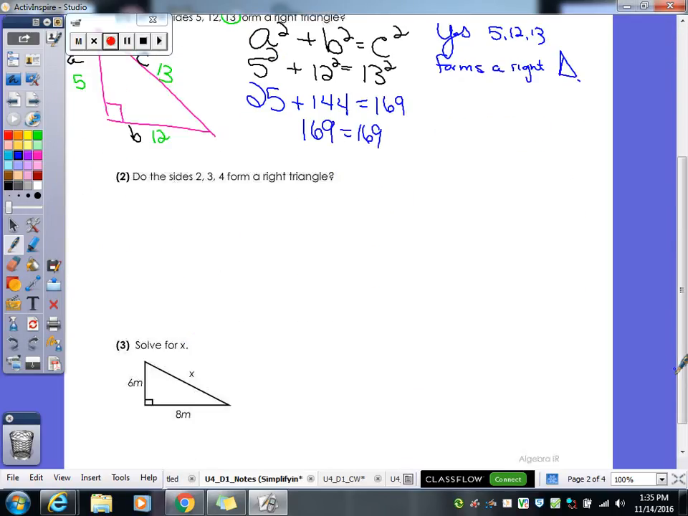Do the sides 2, 3, 4 form a right triangle? Okay, so Colin, which side is the hypotenuse there? 2, 3, or 4? 4. Why is it 4? It's the longest side. So I know that this is going to be my C. And it doesn't matter which one I make my A or my B. I'll make my B 2 this time, my A 3. And I'm going to plug that into my Pythagorean theorem. I'm going to give you guys a couple minutes. I want you to do it on your own. I'm going to come around and see how you're doing with it. Plug them in and see if both sides are equal.